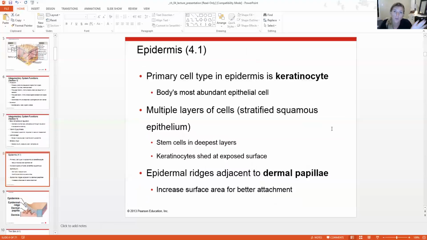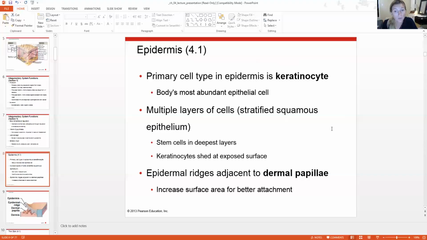It's our body's most abundant epithelial cell. There's actually several layers of these cells in the epidermis, and this is why we call the tissue a stratified squamous epithelium, because it's made of several layers of these flat cells. The stem cells are in the deepest layer, and the keratinocytes are at the top layer, and that's where they're kind of being shed off into the environment. Some gross statistic like 70% of dust is actually dead skin cells, all coming off from your epidermis.